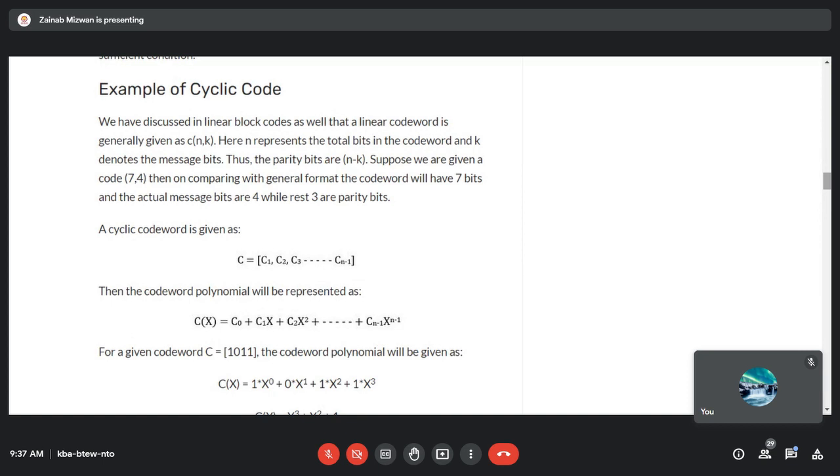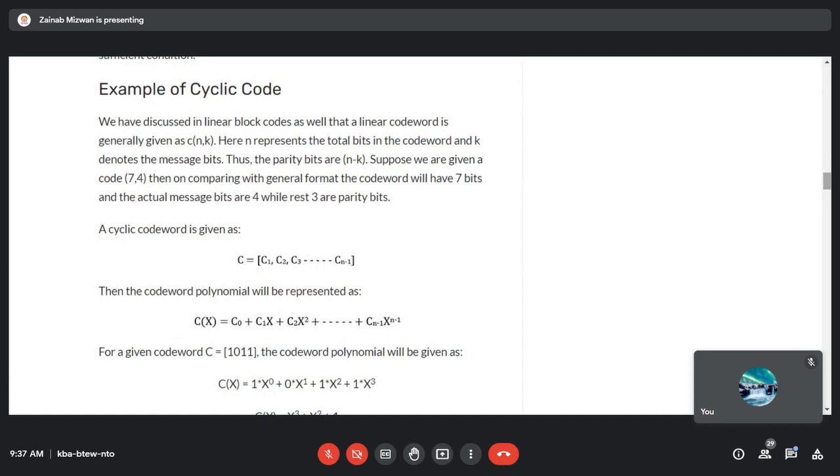Now, the cyclic code is basically based on the polynomial method. It is very much important. You have to keep in your mind that the cyclic code is called a polynomial method. Like in the linear block code, what was given to us? A generator matrix was given to find out the code word, and in the cyclic code, what would be given to us? A generator polynomial will be given.